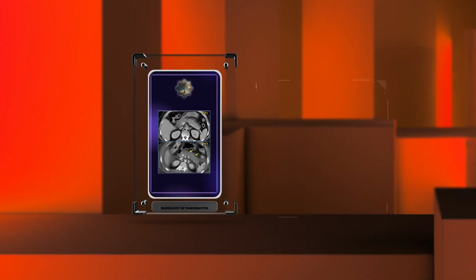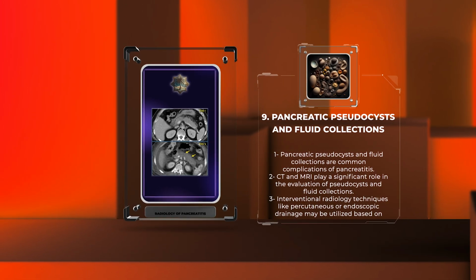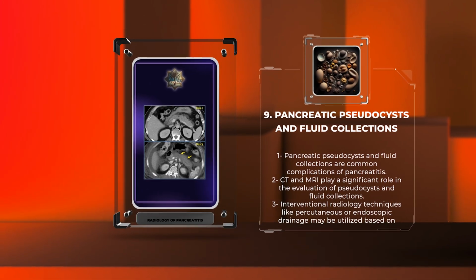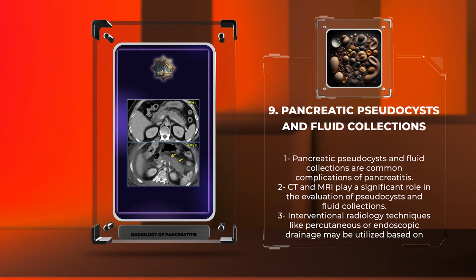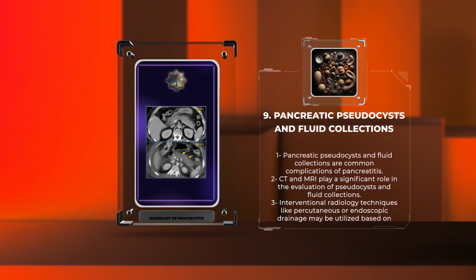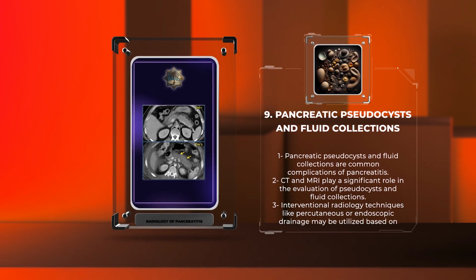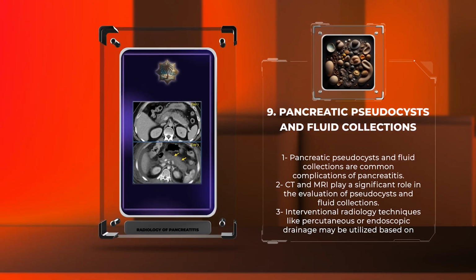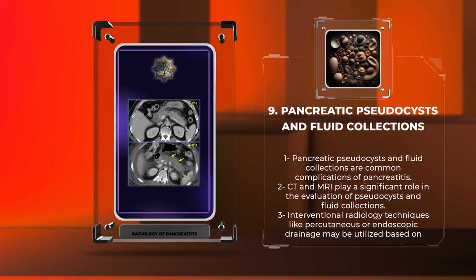Pancreatic pseudocysts and fluid collections are common complications of acute and chronic pancreatitis. These fluid collections can cause symptoms and may require drainage or intervention. CT and MRI play a significant role in the evaluation of pseudocysts and fluid collections. They aid in characterizing the size, location, and presence of communication with the pancreatic duct. Interventional radiology techniques, such as percutaneous or endoscopic drainage, may be utilized based on the imaging findings and clinical presentation.